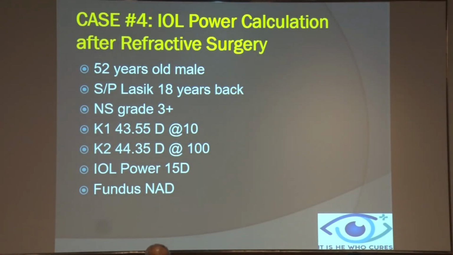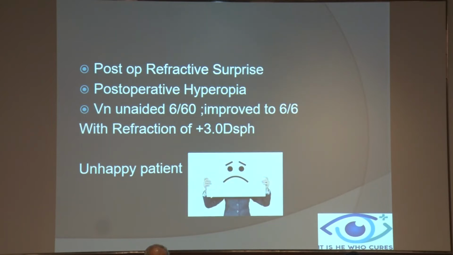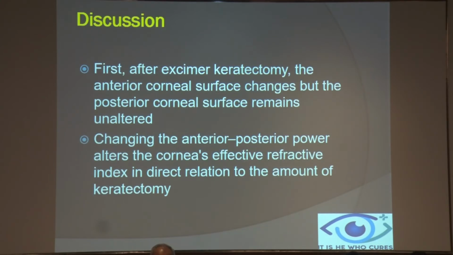This was another case of a 52-year-old male who had undergone LASIK surgery 18 years back with a nuclear sclerosis of grade 3. We did a biometry, looked at the fundus, everything was normal, and we just implanted this IOL power of 15 diopter, which we got. And this is what happened. There was a post-operative refractive surprise, a post-operative hyperopia. Vision unaided was 6/60, which improved to 6/6, but with the refraction of a +3 diopter, and the patient was extremely unhappy. So what happened here?